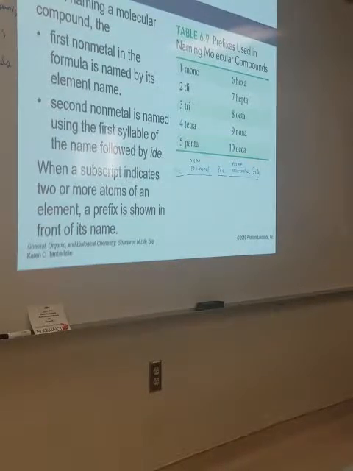The prefix mono is only used for oxygen. For all the other elements, if there is no prefix, then it's implied that there is only one of that element. If you have a subscript 2, you use the prefix di. If your subscript is 3, you use the prefix tri, and then tetra, penta, hexa, and so on and so forth.